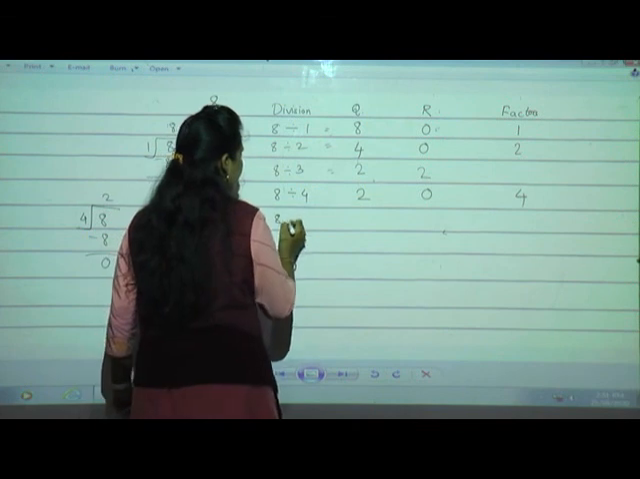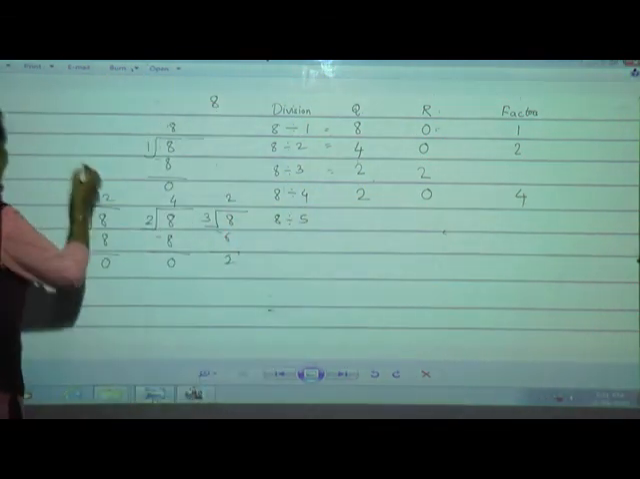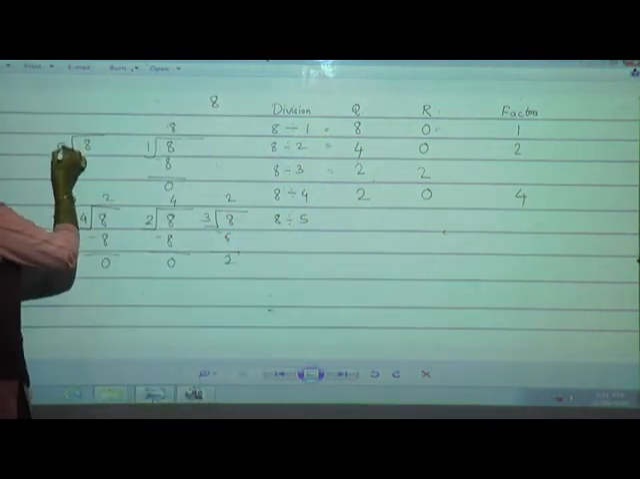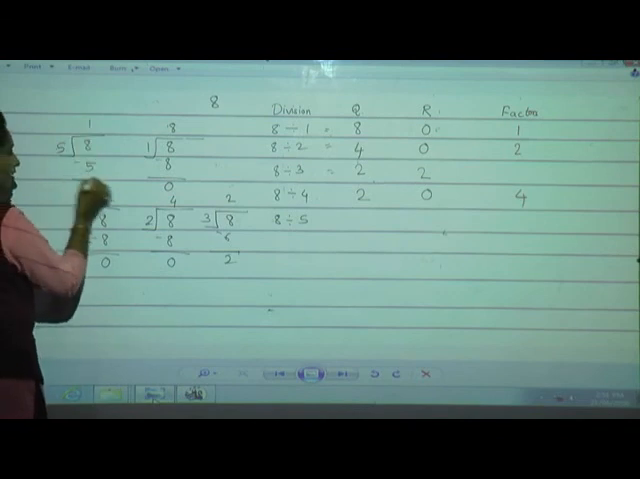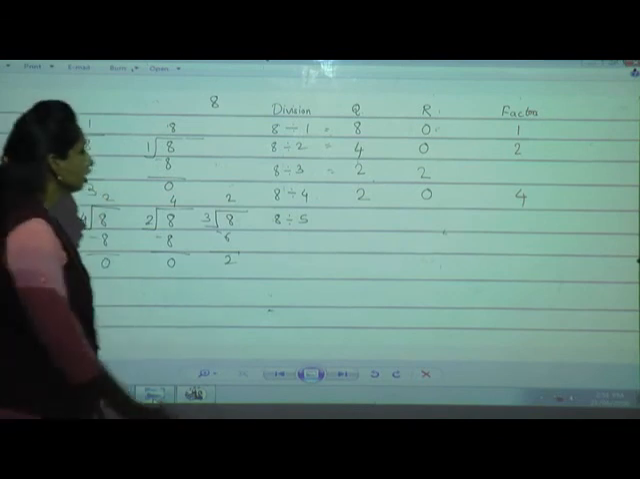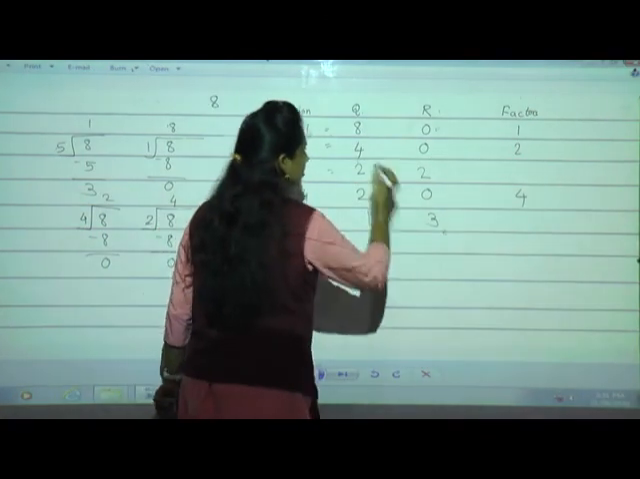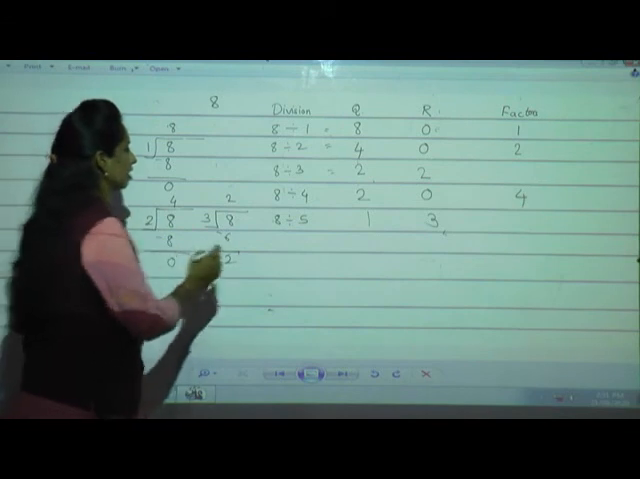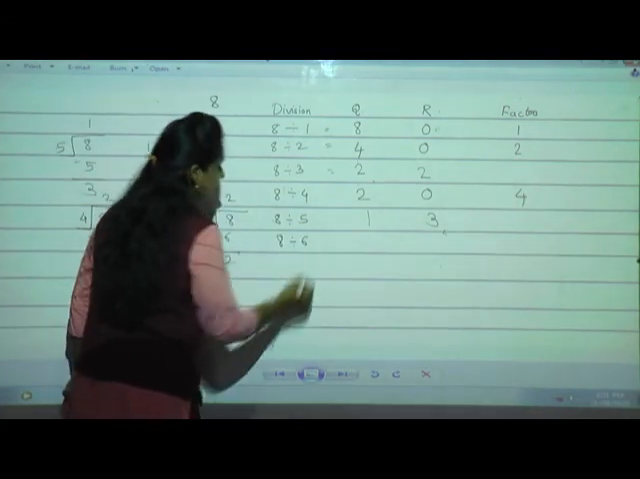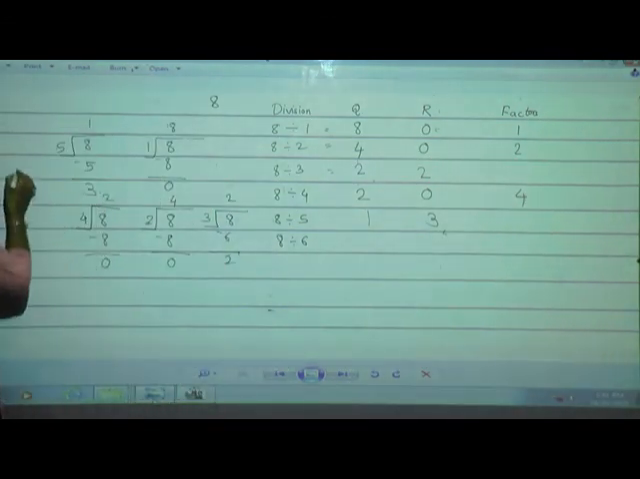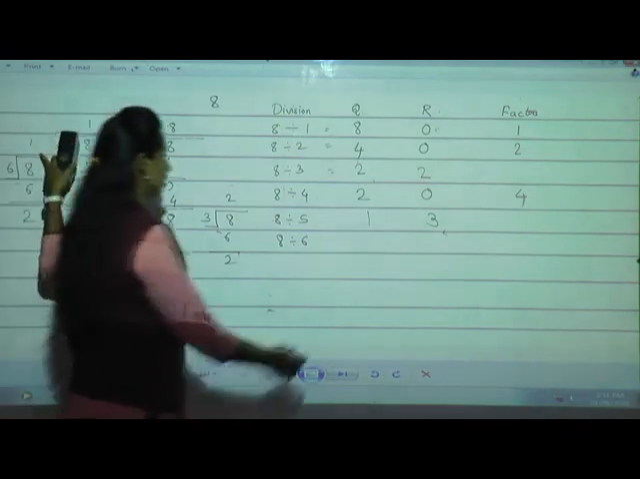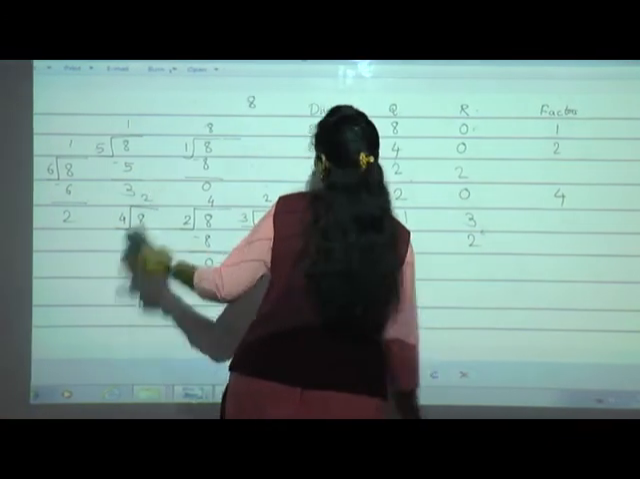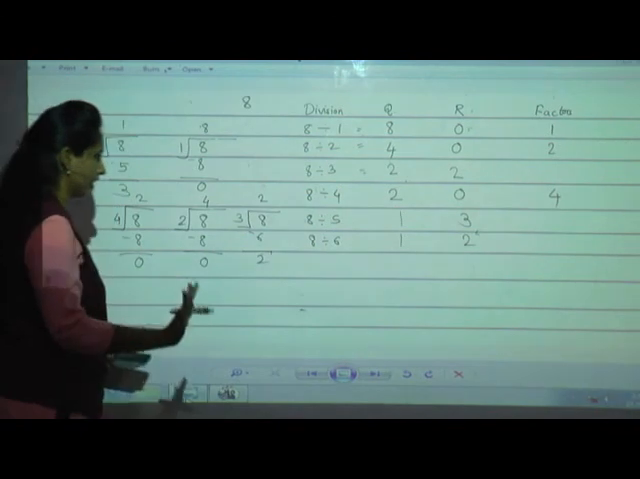I'll go with 5. See, 5 ones are 5, 3 will remain. Here the quotient is 1, remainder is 3. So this 5 is not a factor of 8. I'll go with the next. Okay, 8 divided by 6. 6 ones are 6. Again 2 will remain. What is the quotient? Quotient is 1, remainder is 2. Whenever a remainder is there, we cannot take it.